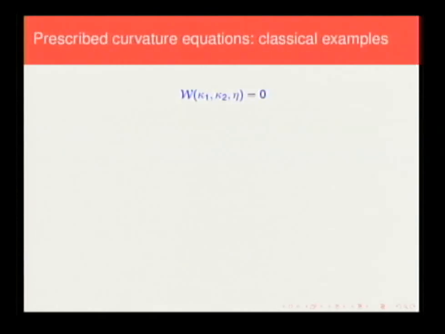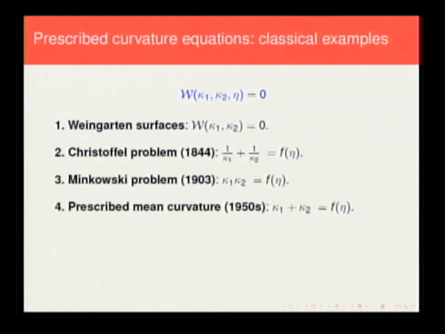Okay, in general, this equation has been very studied, and for instance, some examples of this case are when the functional does not depend on the unit normal. These surfaces are called Weingarten surfaces. In the case that a Christoffel problem is also a problem in this case, when the sum of the curvature radii is equal to a certain function given by the normal, a positive function. The classical Minkowski problem also lies in this case.